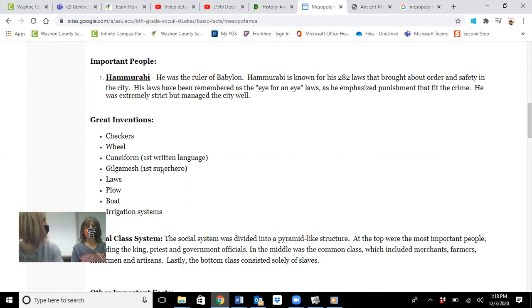Look, they had the first superhero. Woohoo, I know. Obviously not as good as Thor. And they invented the wheel. They invented the wheel. It's true.